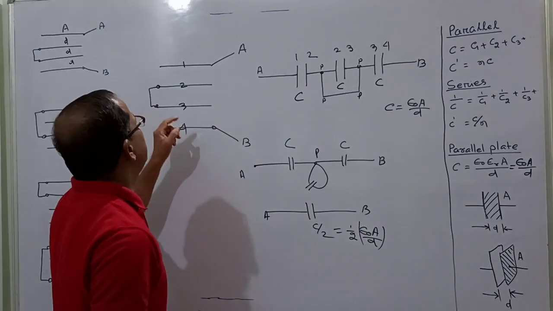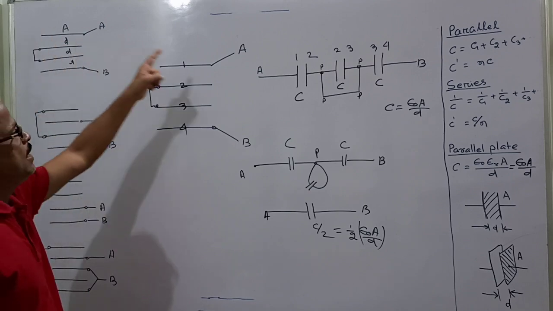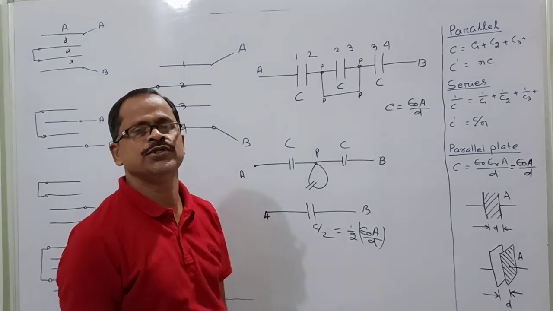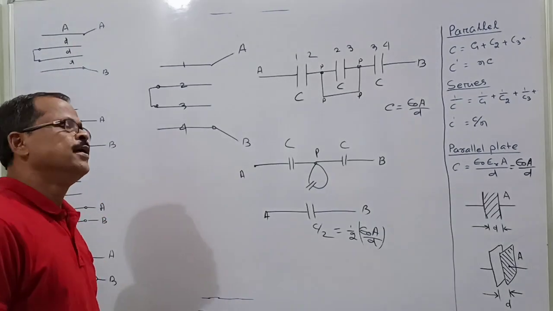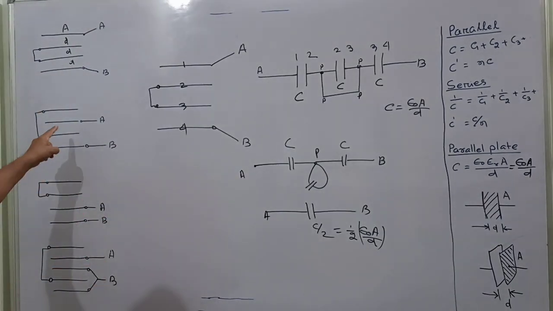Look, this is the arrangement, and this is the capacitance, epsilon 0 A by 2. So easy. Okay. Now let us remove this one and go to the next one.